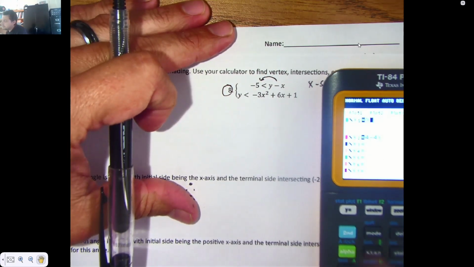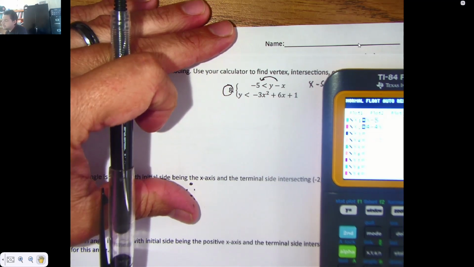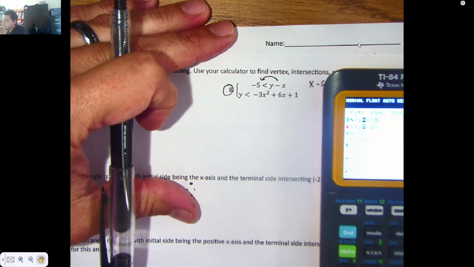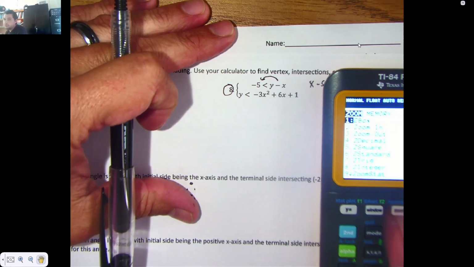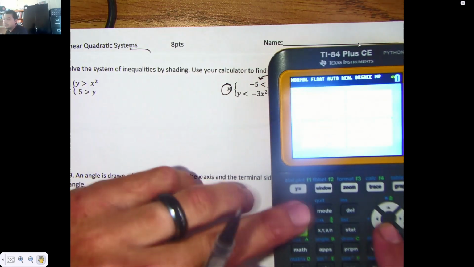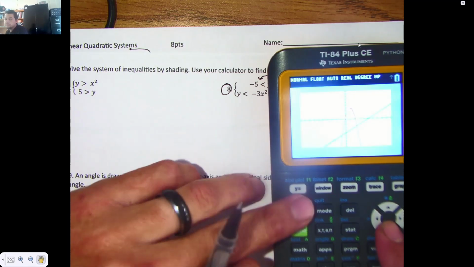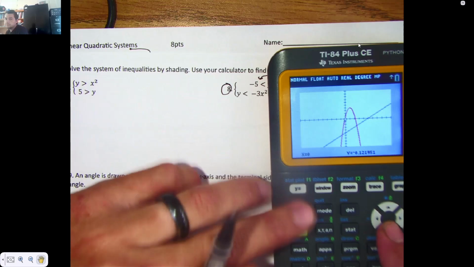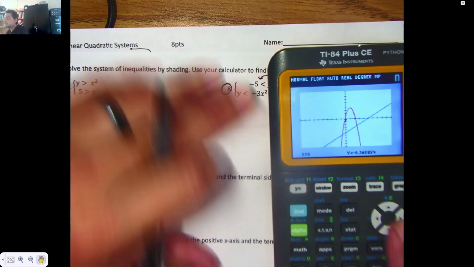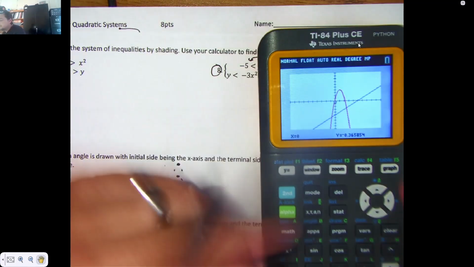So one of my equations is x minus 5. The other one is negative 3x squared plus 6x plus 1. Zoom 6. Turn that contrast down so you can see it. There we go. Now you can see it. And here's what she looks like.